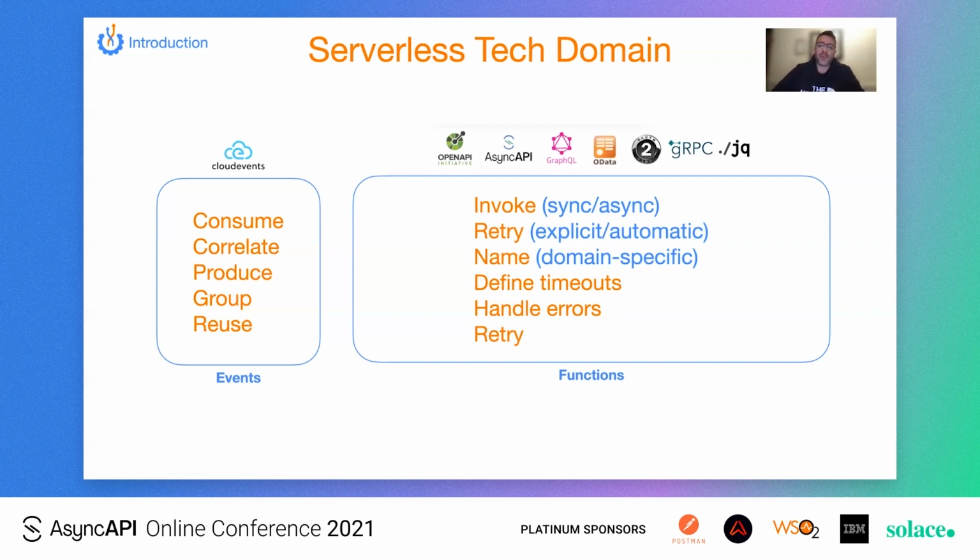So as far as function invocation, with the serverless workflow DSL, you can define things like invoking, of course, third-party functions sync or async, and defining retries in case of failures. You have a way to use domain-specific language within the DSL, so you can name your functions the way that makes most sense to your applications. You can define things like timeouts. You can define error handling again, and again, retries.